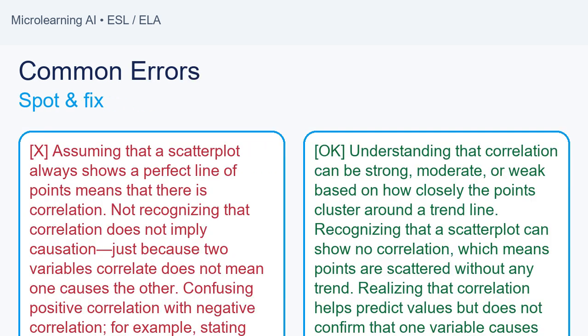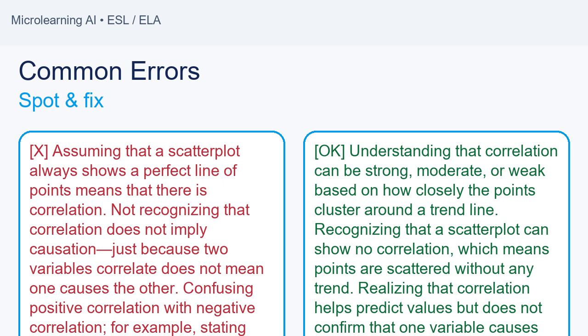Common mistakes include assuming that a scatterplot always shows a perfect line of points, or that correlation means causation, not recognizing that correlation does not imply causation. Just because two variables correlate does not mean one causes the other. Another mistake is confusing positive correlation with negative correlation, for example, stating that as one variable increases, the other must decrease.